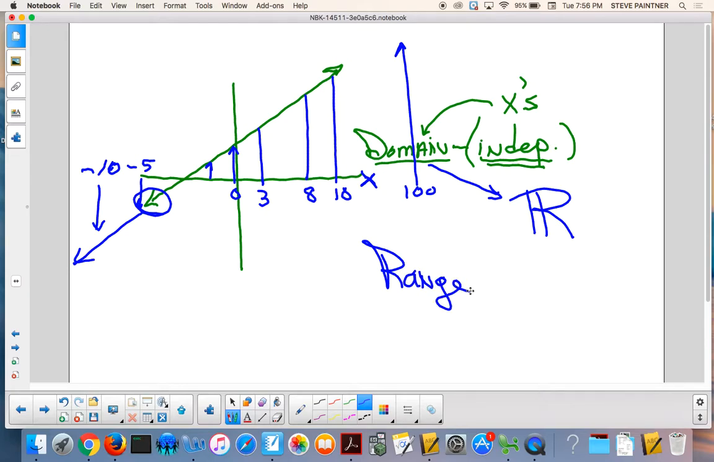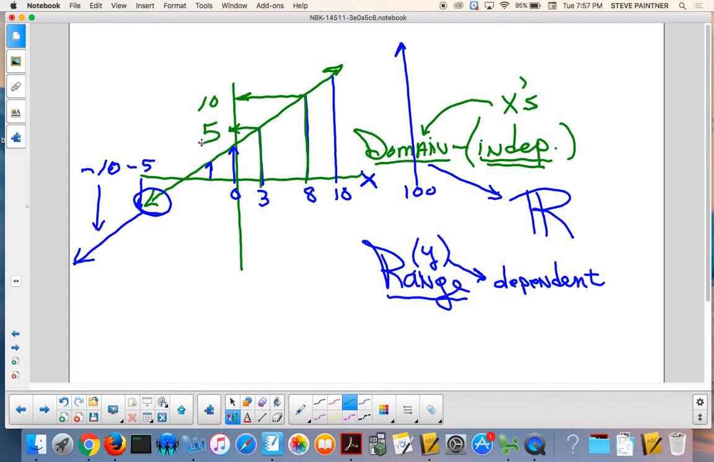Now the range is the y values. So here's y. And the range is known as the dependent variable. Y depends on whatever you plug in for x. So what's the range? Well, in this case, here's what I do. I just grab a number on the x-axis. I try 8 again. 8 goes up, gets an answer. Where's the answer? Right there. This is the y value. I don't know what it is. Let's say 10. 3 goes in, comes across, it gets 5.